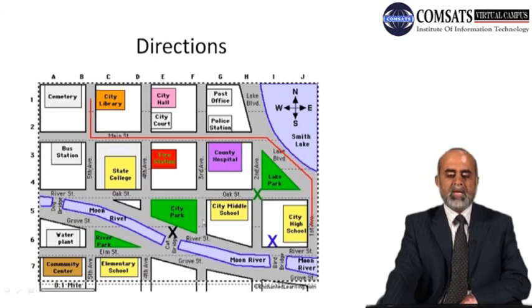Turn left. Go past the first intersection, go past the second intersection, you will find a police station on your right. Go past the police station, and you will find the post office at the end of the street on your right. Okay? So this is one way of giving directions.